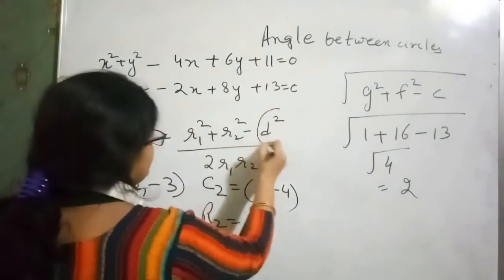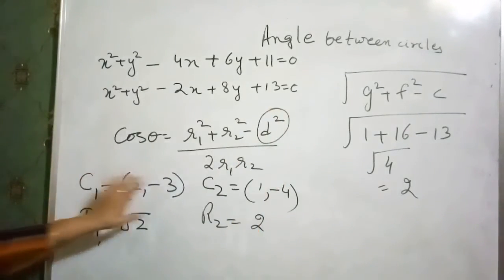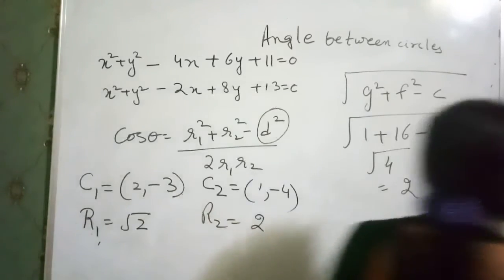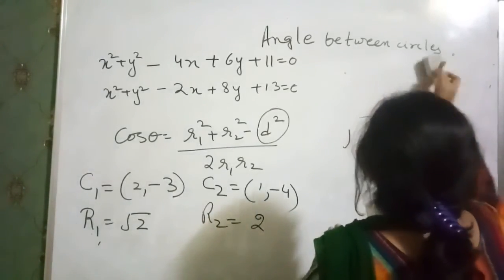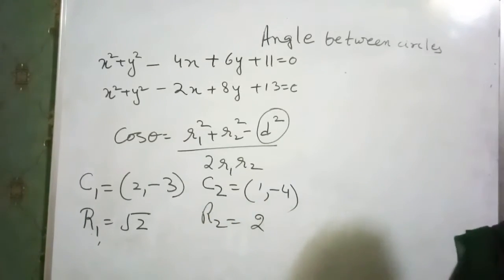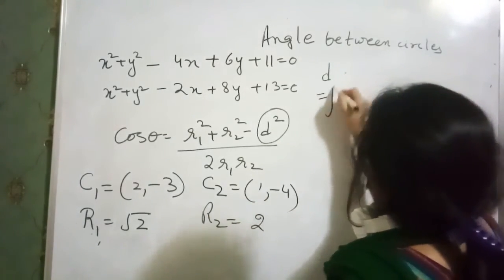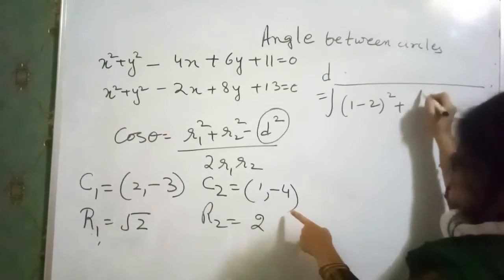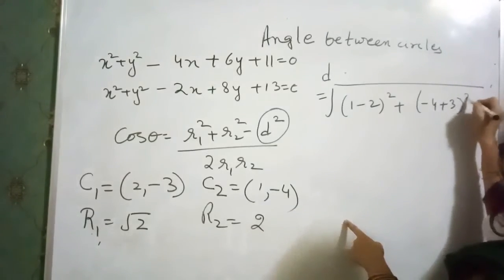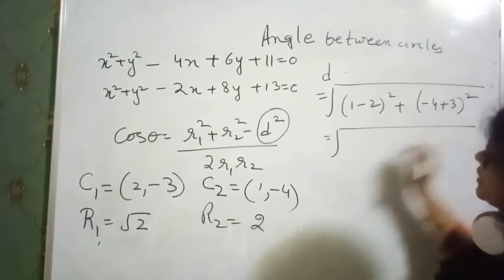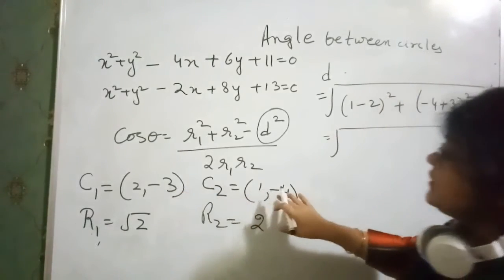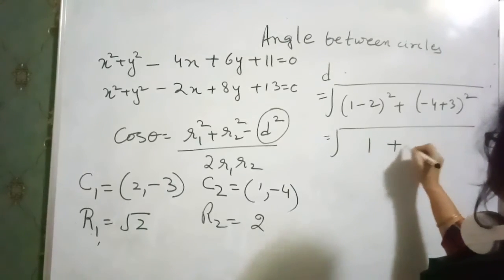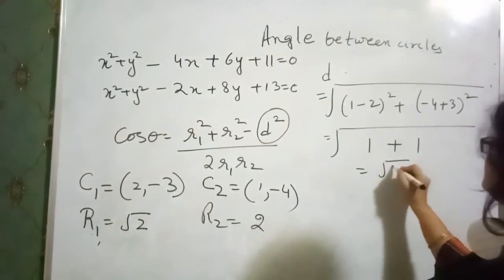Now what is d in our formula? d is the distance between C1 and C2. That means we apply the distance formula from C1 and C2 and get the value of d. So in order to calculate d, we have x1 minus x2, that is 1 minus 2 whole square plus minus 4 plus 3 whole square. Clear? So we have minus 1 square, that is 1, minus 1 square, that is 1, we have under root 2.